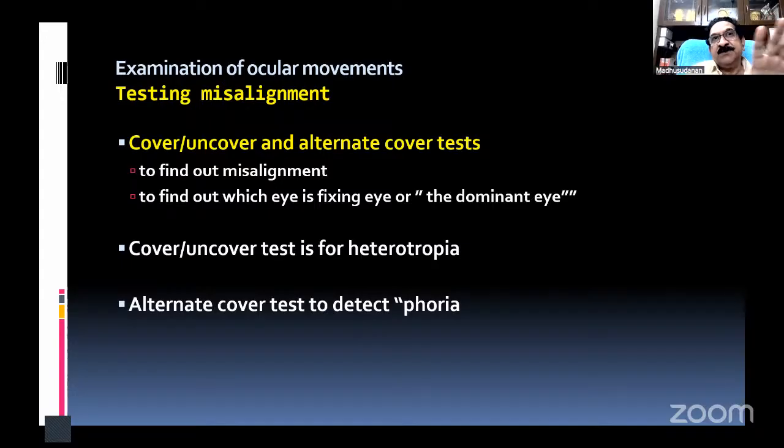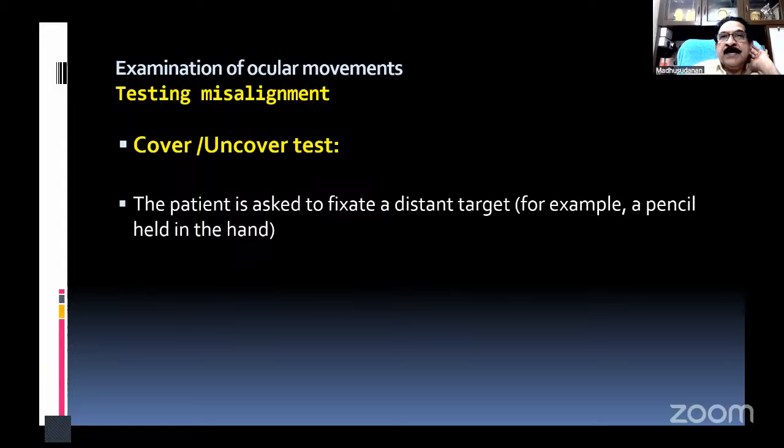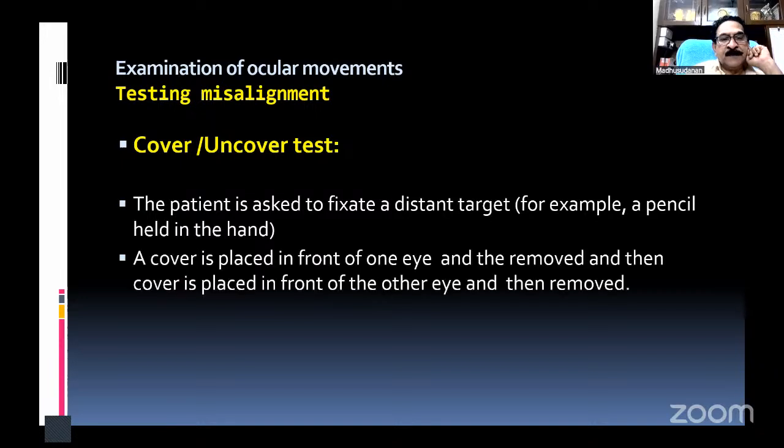The latent squint, which is not seen, you cannot make out by the cover and cover test. That I'll show you in the subsequent diagram. Now, in the cover uncover test, the patient is asked to fixate on a distant object, for example, a pencil head in the hand. Then a cover is placed in front of one eye and then removed.